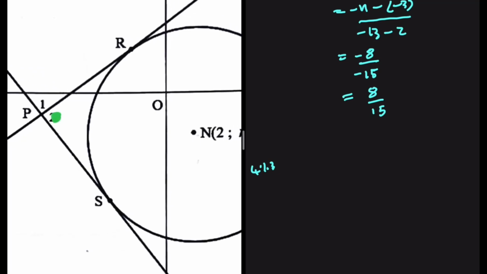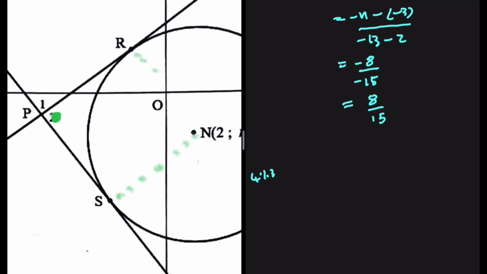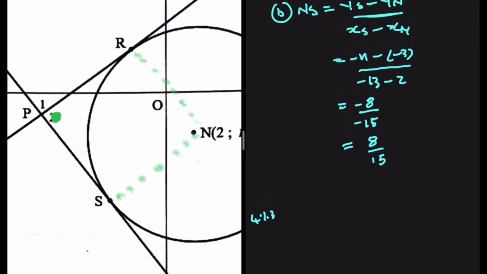We have the gradients of NS and that of NR. PS and PR are tangents, and the tangents are perpendicular to the radius. So if we have the gradients of NR and NS, we have the gradients of PS and PR. If we have the gradient of PR, we can find the inclination. Let's call that inclination K. So we have this angle here.